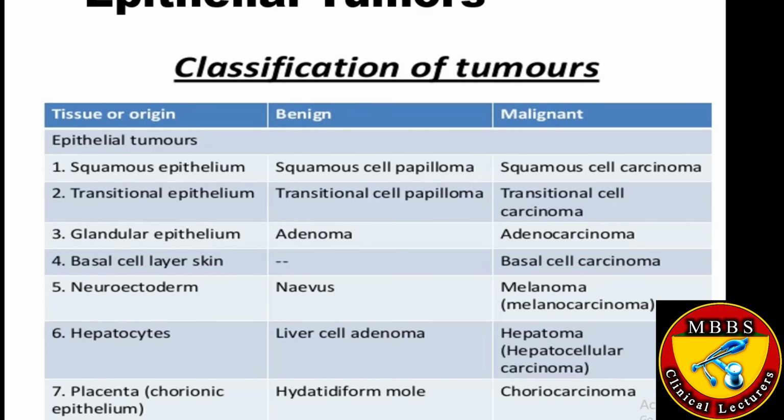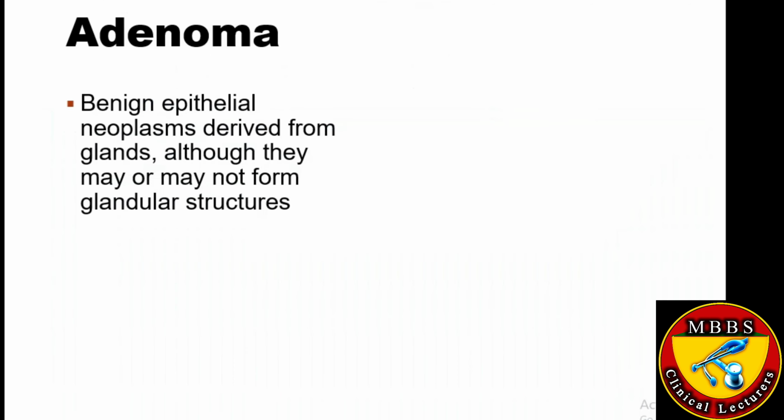So coming to the classification, since I've already gone through it, you can read it up here. It's almost similar, just highlighting some of the important terms. So what is an adenoma? I just explained to you that any tumor that is arising from a glandular epithelium has a prefix, adeno. If it is benign, then we will call it adenoma. It is a benign epithelial neoplasm derived from glands, although they may or may not form glandular structure.